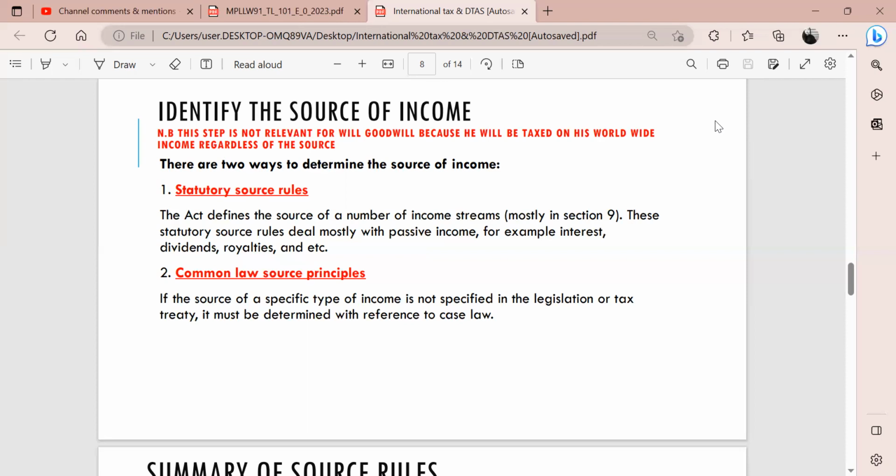So, step number 1, we establish the resident status of the taxpayer. Step number 2, we identify the source of income. And there's 2 ways to determine the source of income. We will determine the source of income through, number 1, the statutory source rules contained in Section 9 of the Income Tax Act. And number 2, we will establish the source of income through common law source principles, or your case laws.